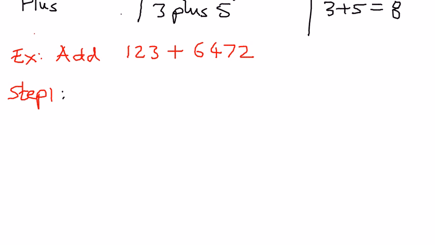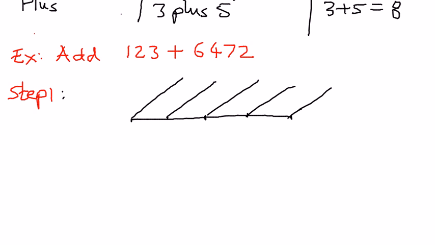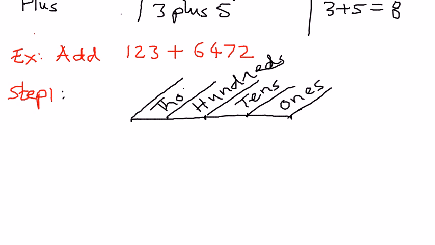So in here we're going to write down the chart. The chart is telling us that we have ones in the first place, then tens in the second place, hundreds in the third place, and thousands in the fourth place. So let's write that here. This is the ones, this is the tens, this is the hundreds, and this is the thousands place.